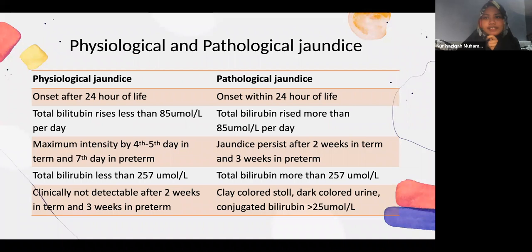Next. So these are the features of physiological and pathological jaundice. I already mentioned that the onset is different, and it is also pathological if there is any rapid increase of the total bilirubin or it persists more than 2 weeks, or any features of conjugated hyperbilirubinemia such as clay colored stool or dark colored urine. Pathological jaundice must be suspected and investigated.